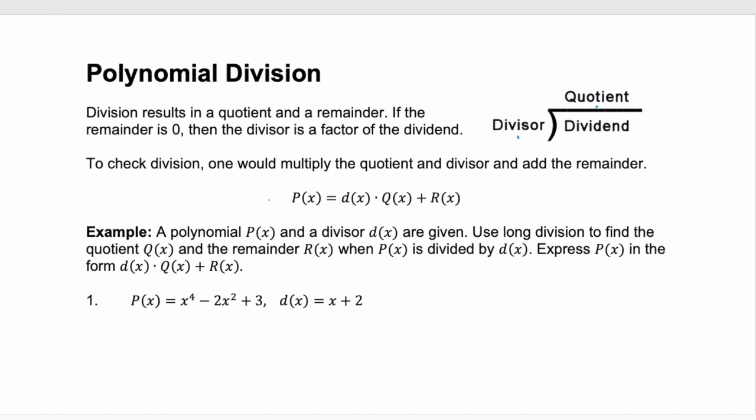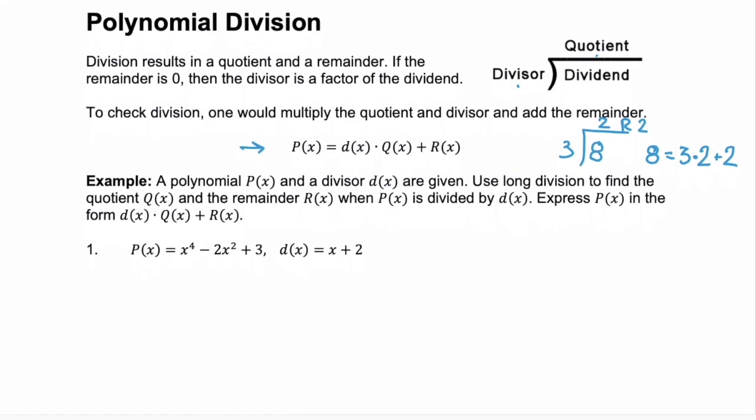For a polynomial, we can write each of those in function format. So the polynomial p of x is equal to lowercase d of x, which is your divisor, times q of x, your quotient, plus the remainder. Right? So if we had 8 divided by 3, that's equal to 2 with a remainder of 2. Or 8 equals our divisor, 3, times our quotient, 2, plus our remainder, 2. See, it's the same thing.